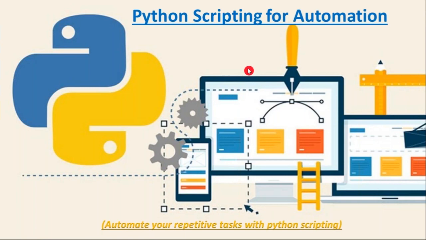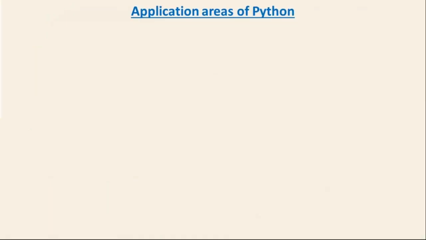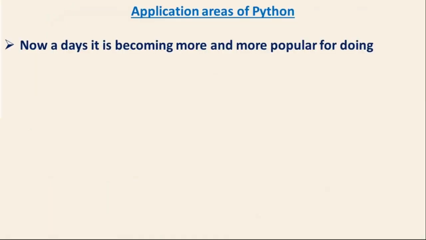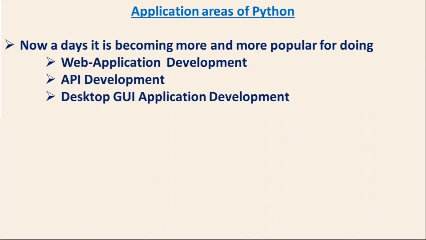Friends, Python is very popular in different areas and one of the areas is automation. Let me show you the different areas in which Python is popular. See, Python is popular on the application development side. I mean web application development, API development and some GUI application development for your desktops, right?